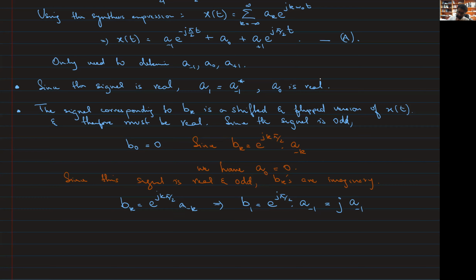And similarly, B minus 1 is e raised to power minus j pi by 2 times A plus 1. What is e raised to power minus j pi by 2? Mustafa, if you can unmute yourself and tell me. If you have a problem with your mic, no worries, just type it up.